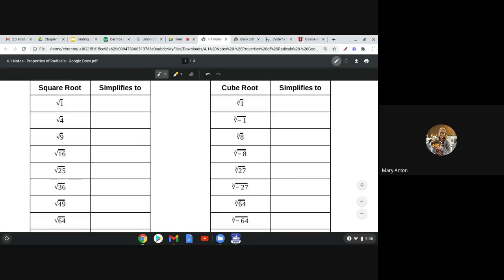Okay, but these are all the perfect ones. What is the square root of 1? What's that equal to? What's the square root of 4? Probably 2. What's the square root of 9? Probably 3. What's the square root of 16? 4. You kind of get where I'm going here? Remember that if we take the square root of 4, that just means 2 times itself, 2, is equal to 4.